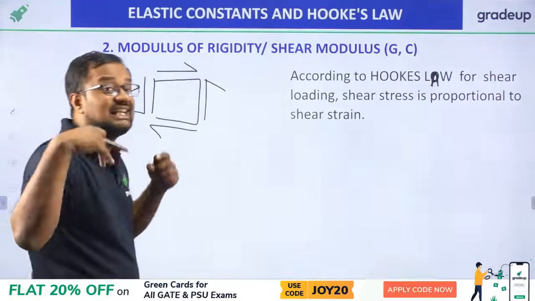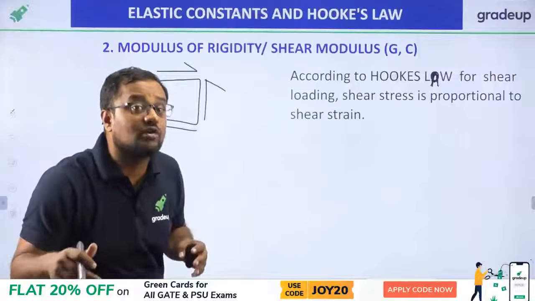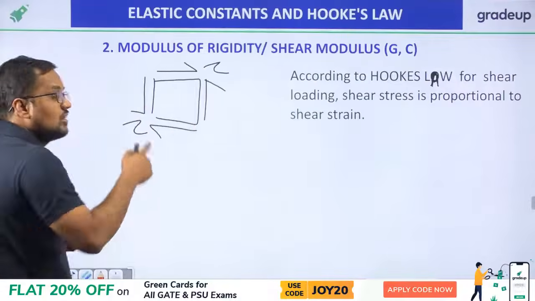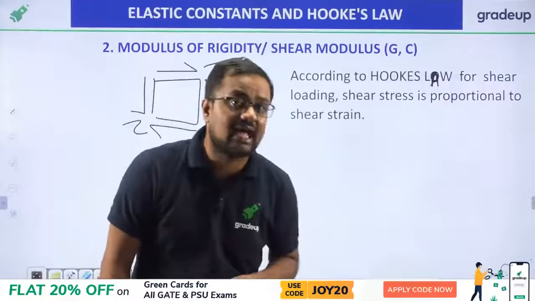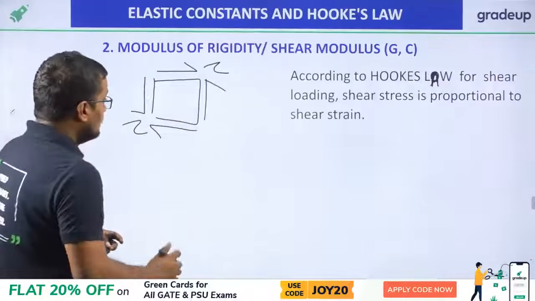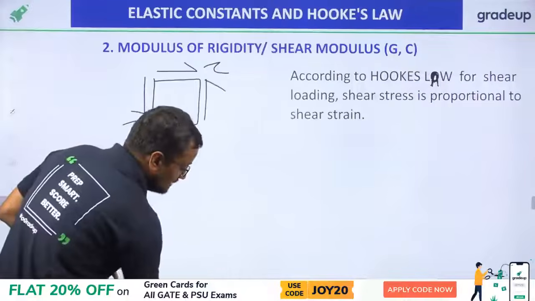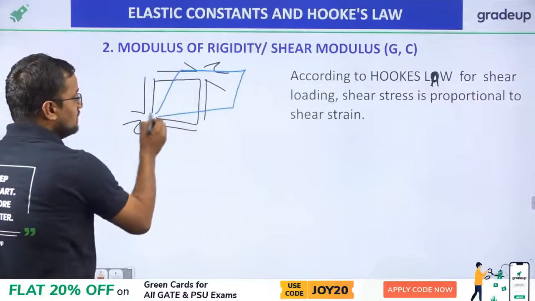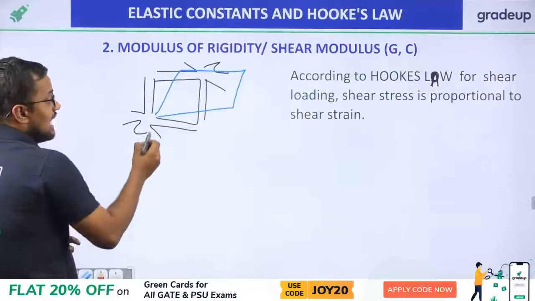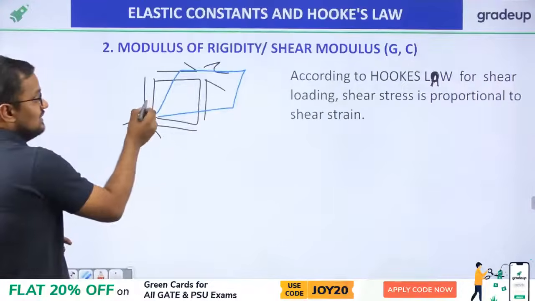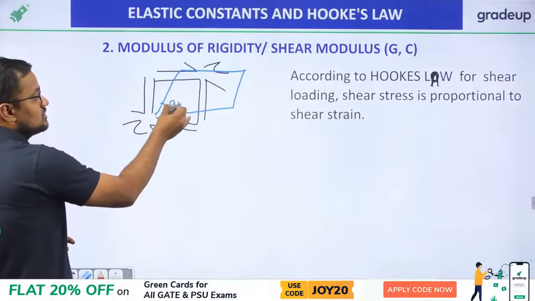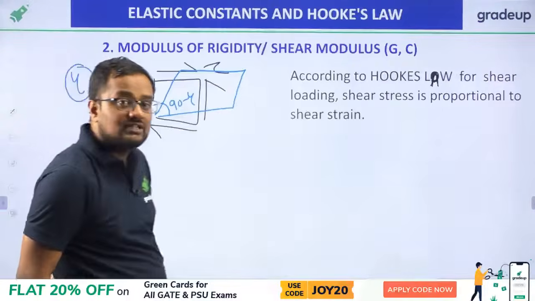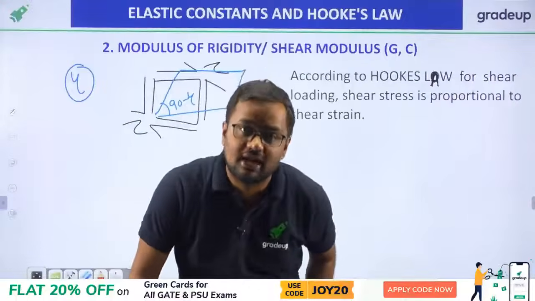We have already derived in our previous session that these stresses are all equal. If this is tau, this is tau, this is tau, this is tau, all are equal. After the body has this kind of stress, the deformation will be something like this, and the angle earlier was 90. Now the angle is, suppose, 90 minus gamma. So this gamma is the shear strain.